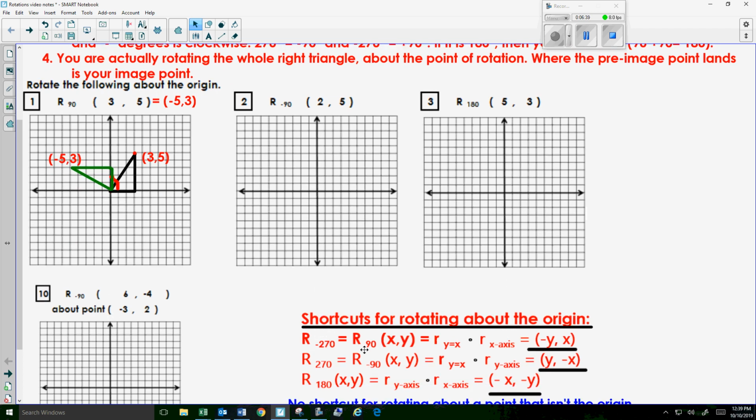Okay, now let's check that with our shortcut method. We're rotating 90 degrees right here. The x, y, the 3, 5 becomes negative y, x. Negative y is negative 5, and x is 3. And we see we get the exact same answer right here. Okay, so that's the shortcut method.